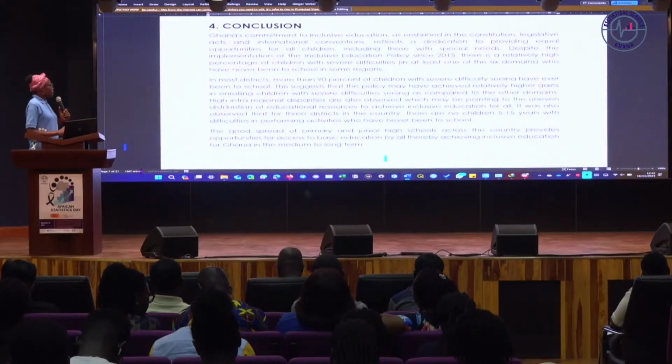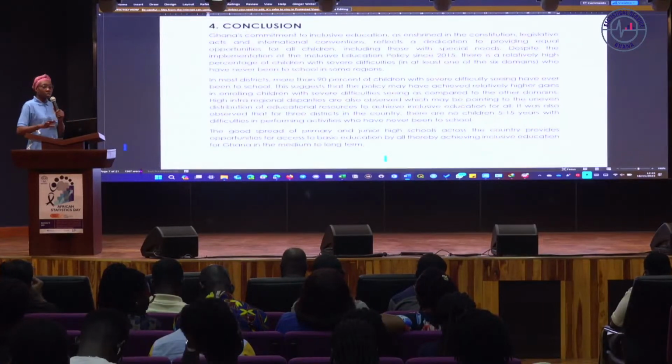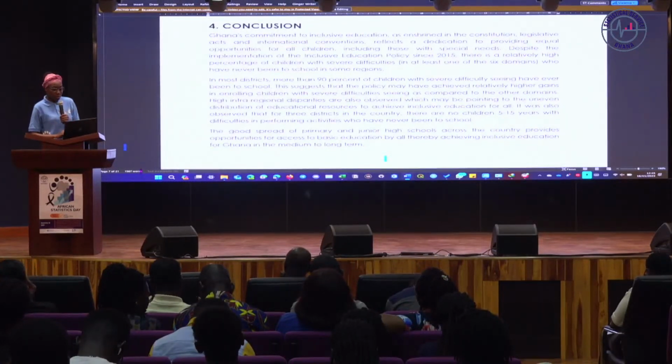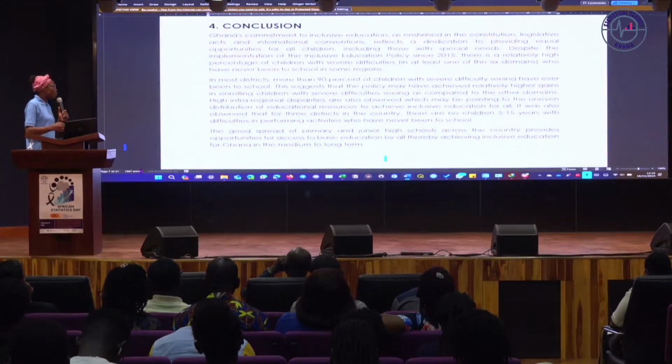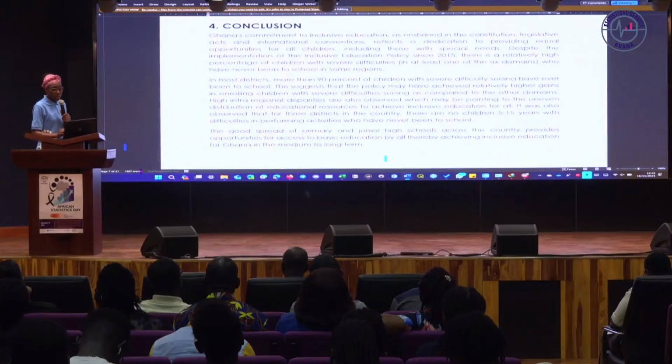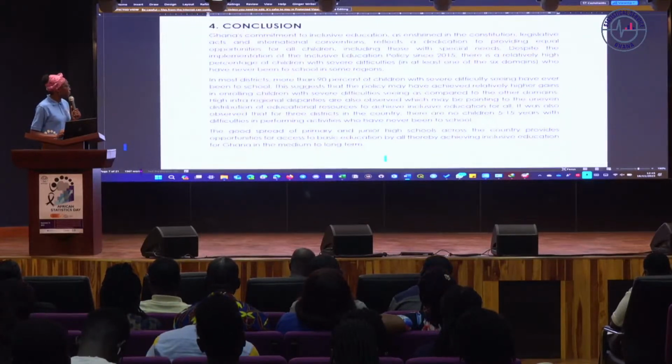So looking at the very homogeneous and good spread of schools, basic school, junior high, and primary schools across the country, this gives us hope that there are opportunities to access basic education by every child, thus achieving inclusive education in Ghana in the medium to long term.